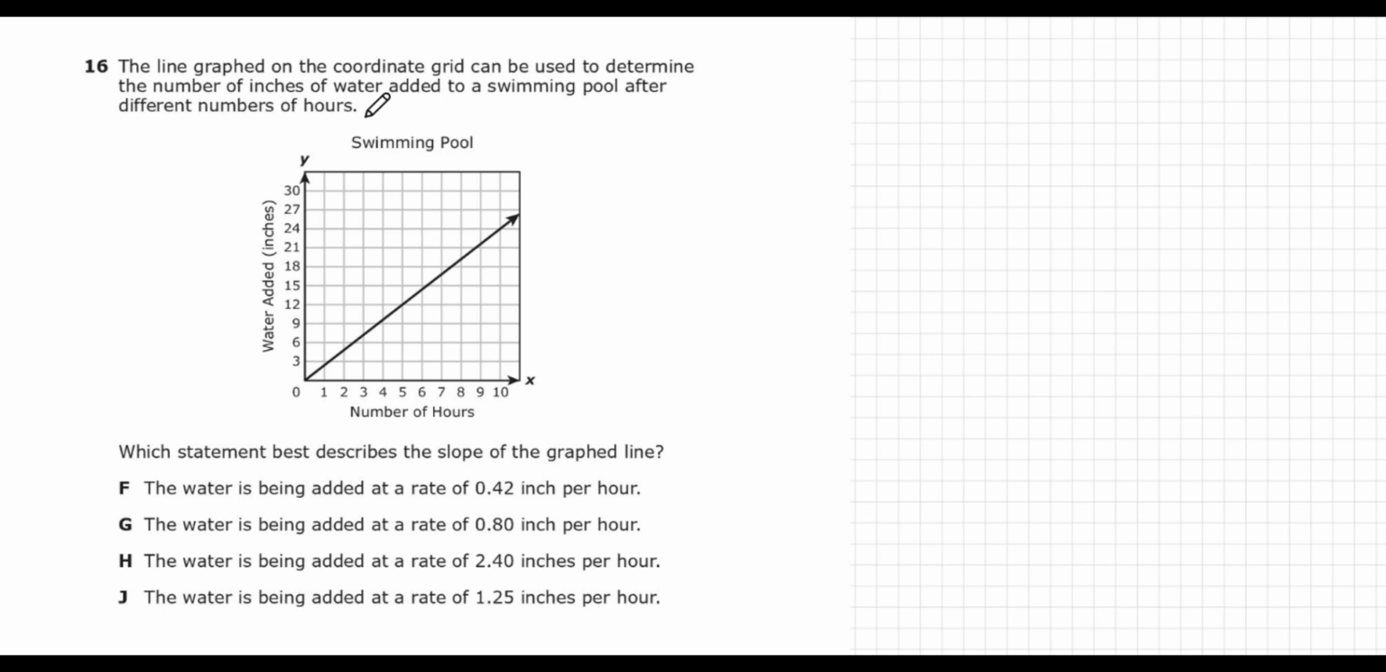Question number 16. The line graphed on the coordinate grid can be used to determine the number of inches of water added to a swimming pool after different numbers of hours. Which statement best describes the slope of the graphed line?